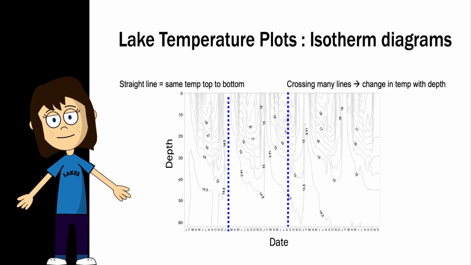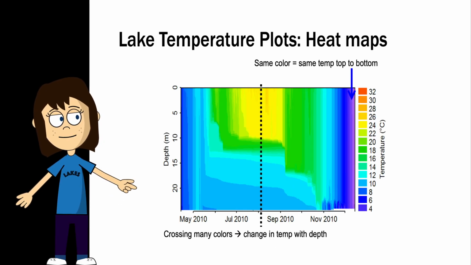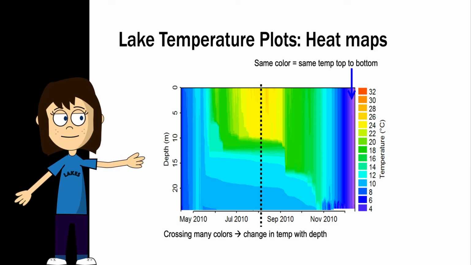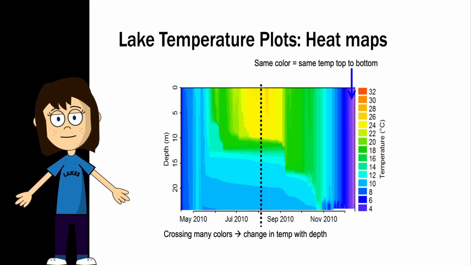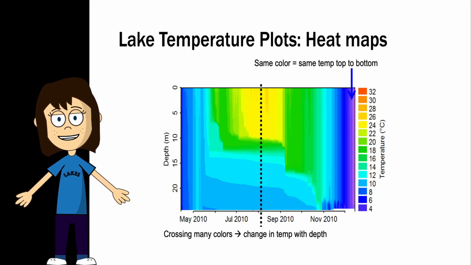Often isotherm diagrams can be kind of difficult to read, especially when you have a lot of data. And now that we have more sophisticated graphing programs, we tend not to use isotherm diagrams, and instead plot lake temperatures as heat maps. This type of plot displays the same information, but instead of joining areas of equal temperatures with a line, we color areas of equal temperature with the same color. But they can be read the same way.